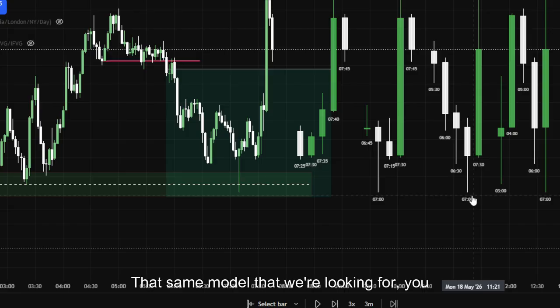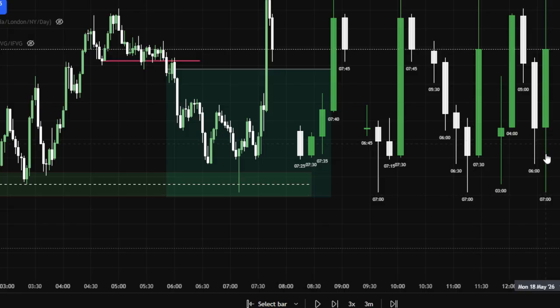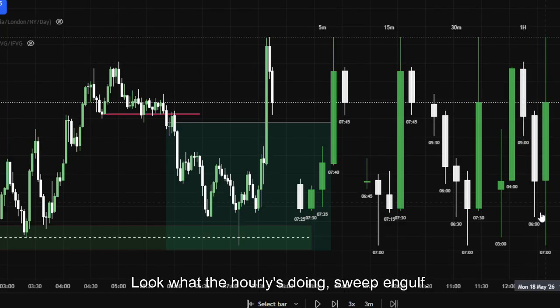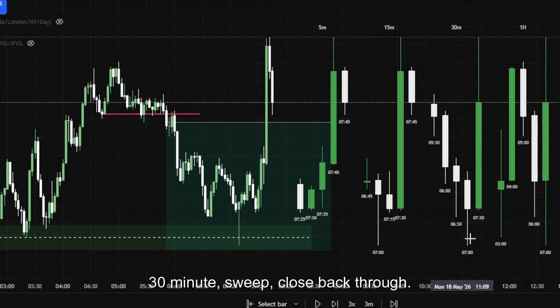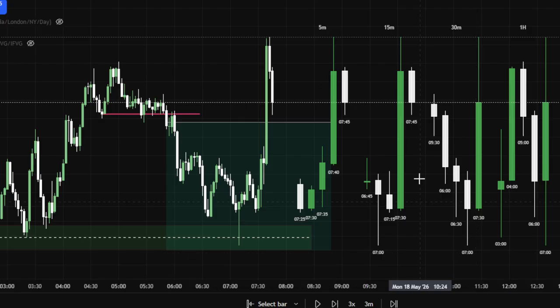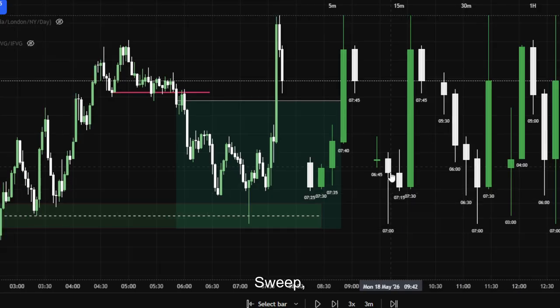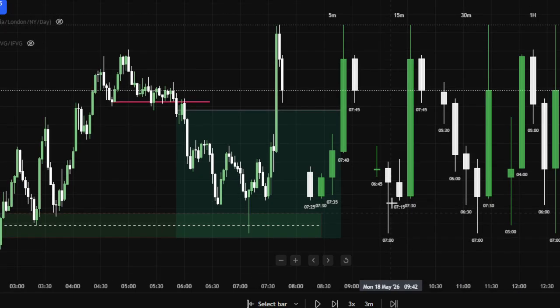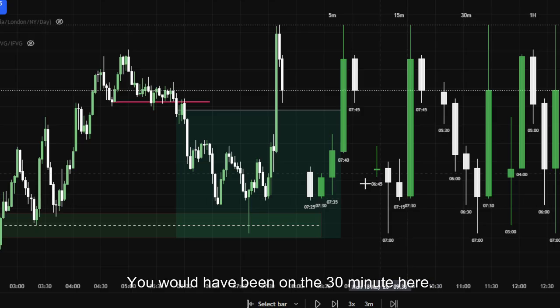Also, as you can see, if you were to be watching in real time, what do you have? That same model that we're looking for. You get the sweep. Look what the hourly is doing. Sweep, engulf. 30-minute: sweep, close back through. Candle 2, massive candle 3 actively being created. 15-minute, what do you get? Sweep. You get a little bit of a struggle here on the 15, so you really don't want to be using this as any reference anyways. You would have been on the 30-minute here.